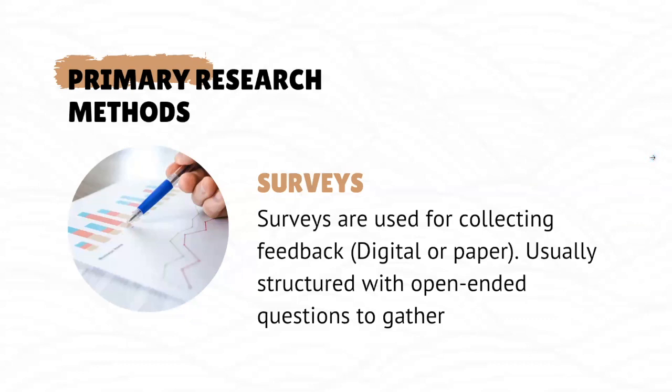So we'll go over some primary research methods. Our first one is surveys. Surveys are basically used to collect feedback. They can be online surveys, or people can scan a QR code or find them on the web, or they can be paper that you hand out or people find somewhere. And it's usually structured with open-ended questions to answer, depending on what kind of information you want to track.